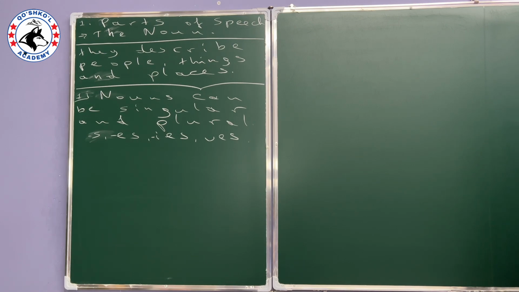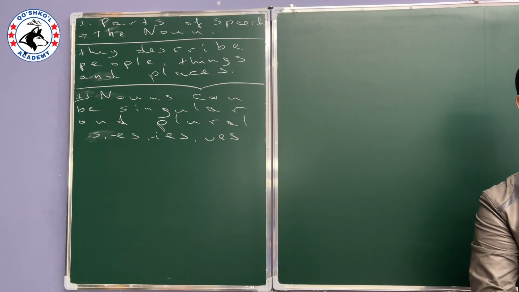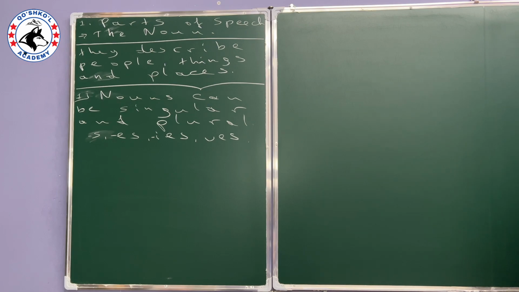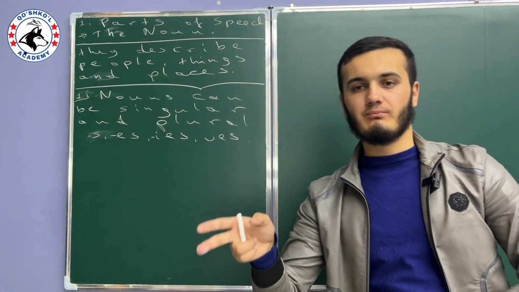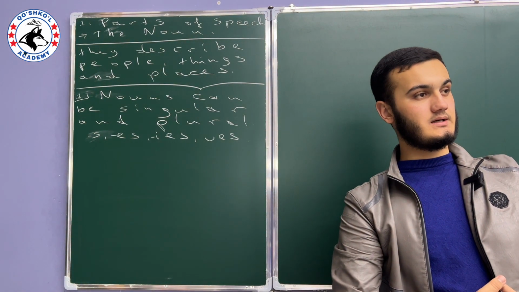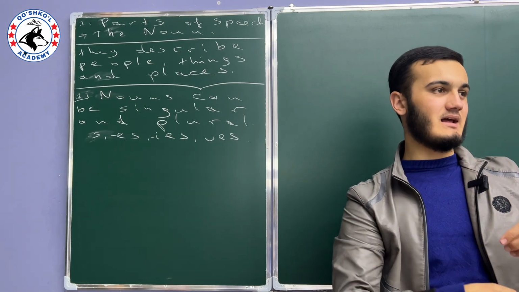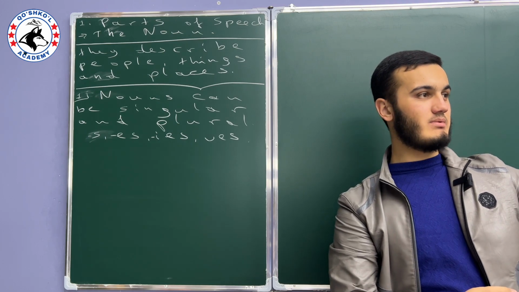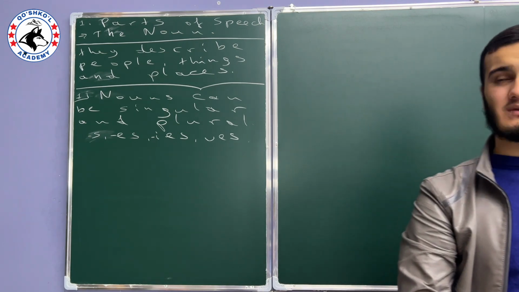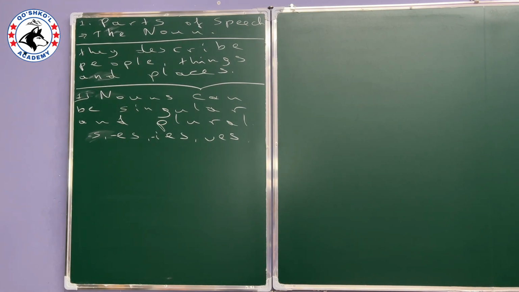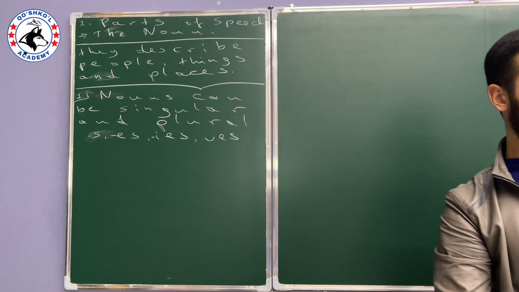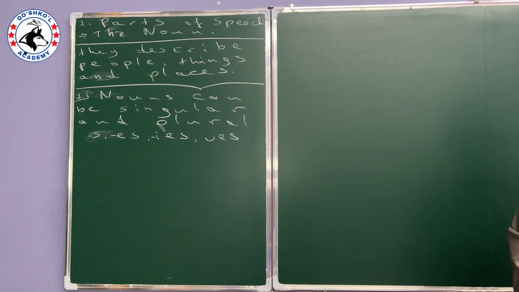And the third rule: if the words end with y, and before y there is a vowel letter, we add only s, like boys, toys, keys, monkeys, and so on. The next, if before y there is a consonant, y changes into i and it becomes ies, like cherries, ladies, strawberries, babies, and so on. The last rule for plurals: if words end with f or fe, it changes into ves in plural form, like knife, knives, wife, wives, wolves.